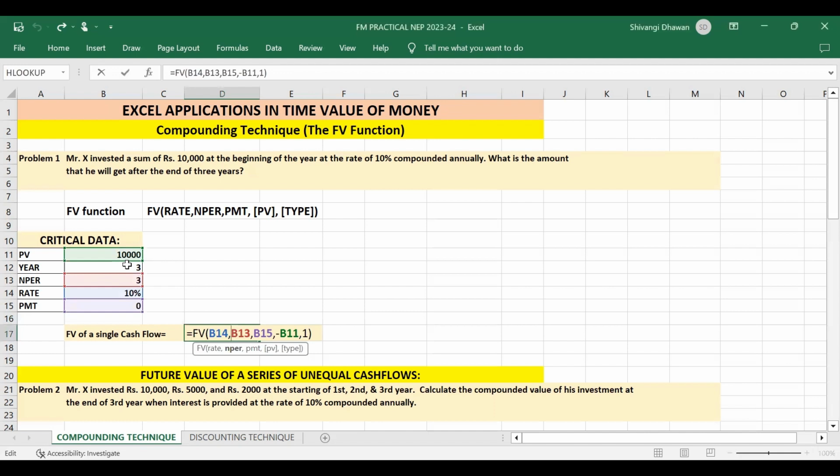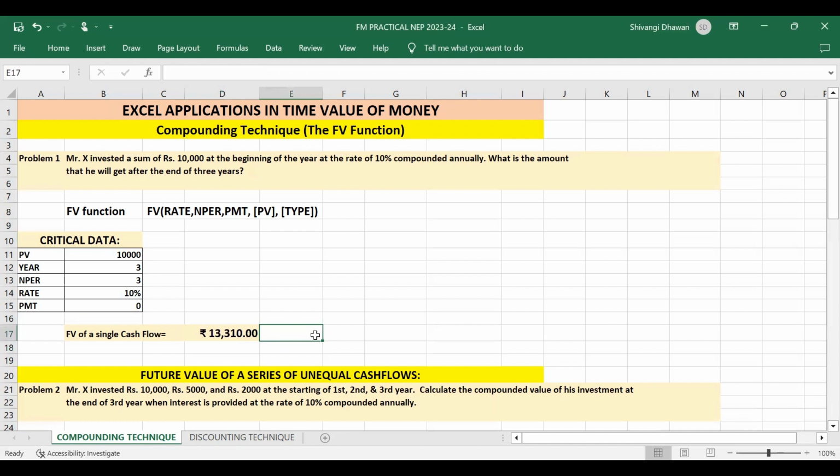In the function, alternatively, instead of using a negative sign, we can also use PV as minus 10,000 in the cell. So we can take that also. And then in type, we have taken 1, that is payment made at the beginning of the period, which is given to us in the question. Close the bracket and enter.